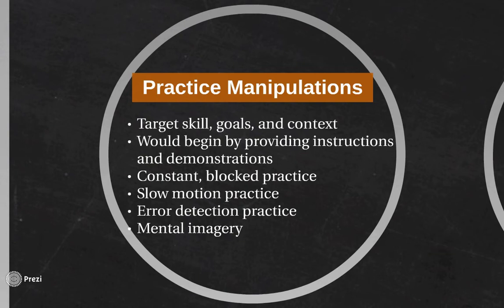The type of practice would be constant and blocked. We don't want a lot of variation in this initial stage of learning because it's going to overwhelm her and she's not going to get that initial fundamental skill that we need her to obtain. So it would be a lot of repetition, the same turn over and over again, so that she's obtaining that fundamental level of the skill and she's doing it correctly, and we're making sure that she's getting that correct position, that correct balance that she needs in order to be successful later on.